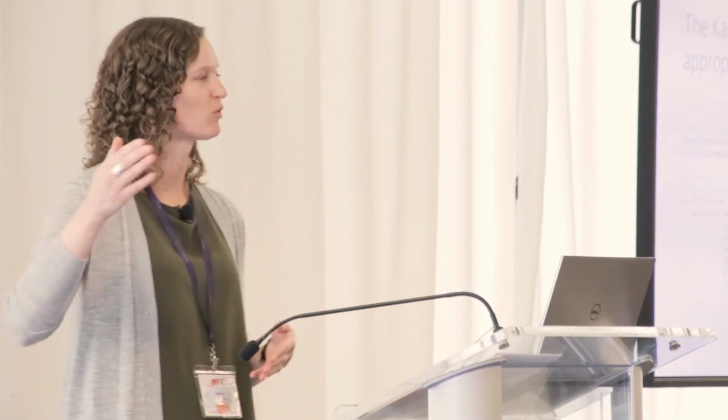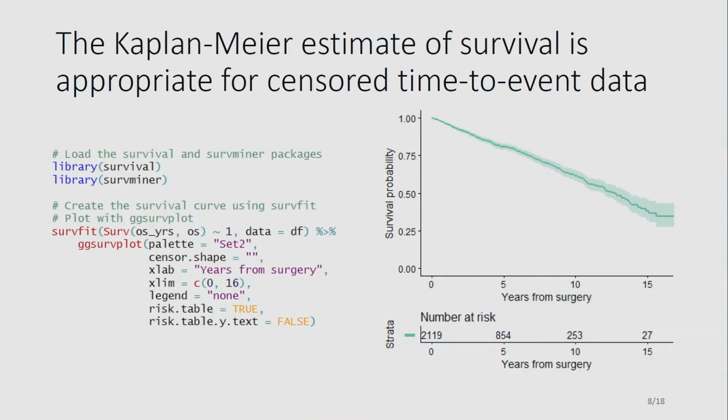So we have this survival curve now, and it's a step function, actually. Every point in time where an event occurs, there's a down step. So if multiple events occur at one time, there will be a larger step down. The shaded area around it is a 95% confidence interval. We have on the x-axis our years from surgery, and the y-axis is our survival probability from 0 to 1.